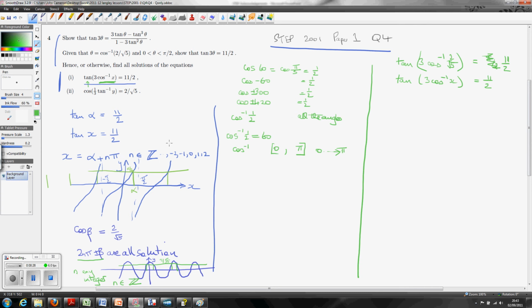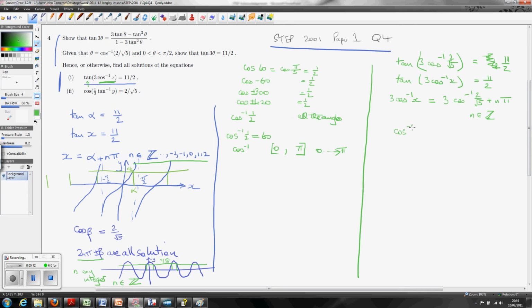Right, so from what we've said over here, all the solutions, this must mean that 3 cos to the minus 1 of x has to be equal to 3 cos to the minus 1 of 2 over root 5 plus n pi, where n is, according to this, any integer. So that takes you from, if you've got the tangent and you've got one answer, to find all the answers you add n pi. So n appears to be any integer. Now, in fact, it can't be any integer. Let me just show you that.